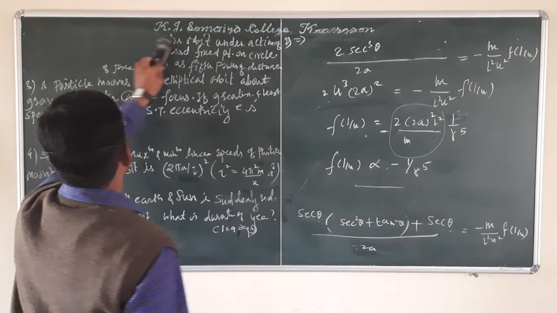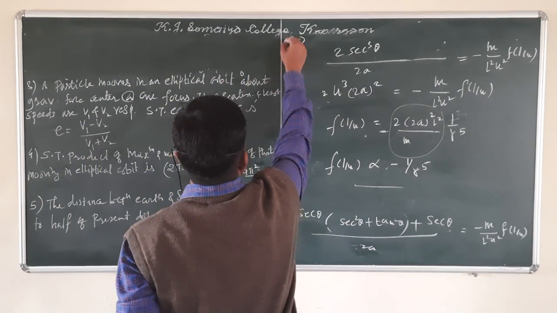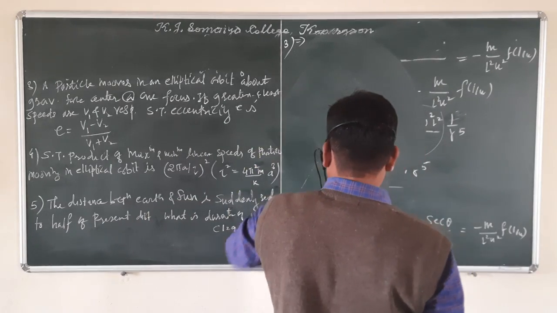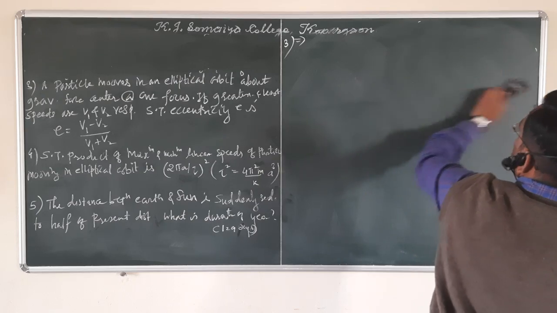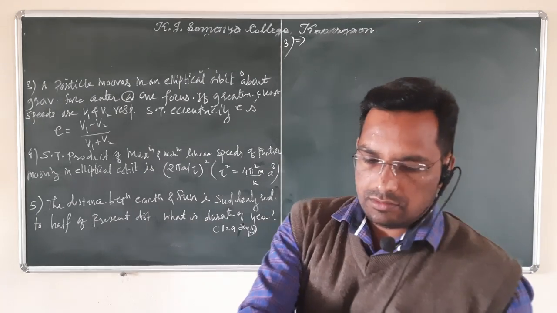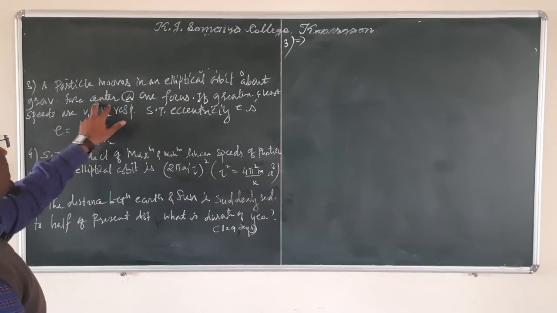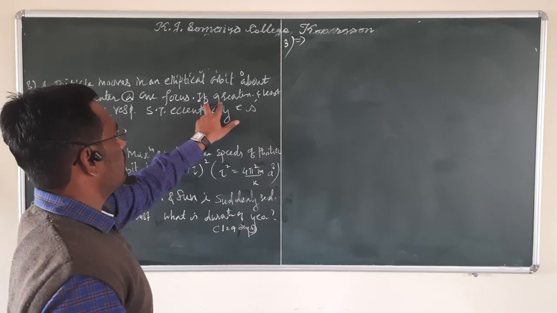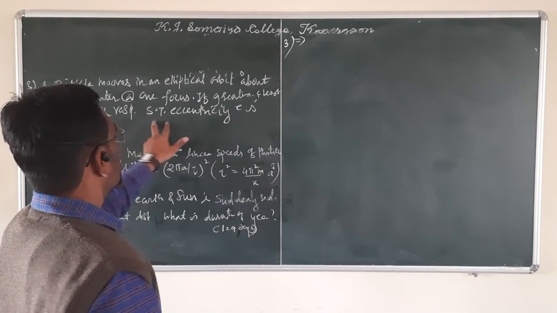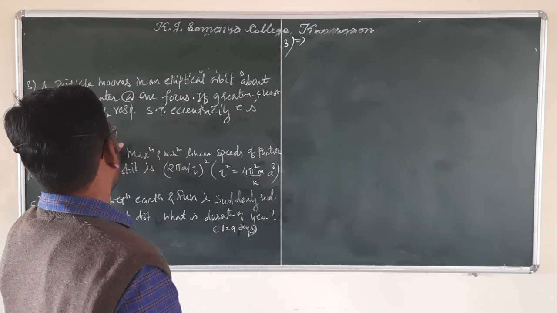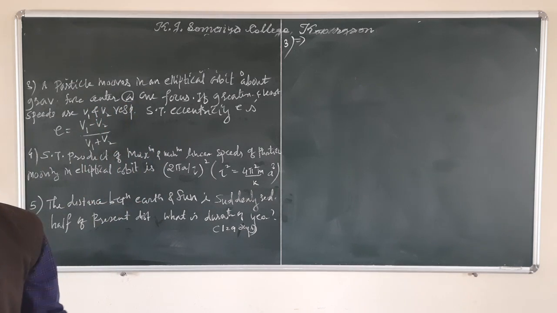Now we are moving to problem number 3. So what is problem number 3? A particle moves in an elliptical orbit about a gravitational force center at one focus. If greatest and least speeds are v1 and v2 respectively, show that eccentricity E is (v1 minus v2) divided by (v1 plus v2). So here we are using Kepler's law of planetary motion.